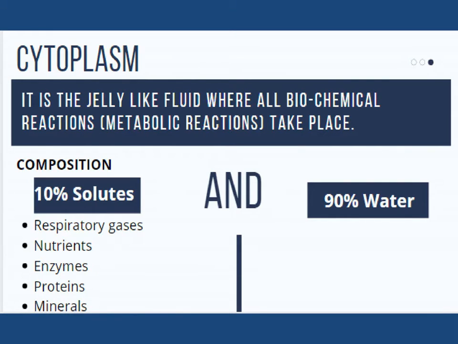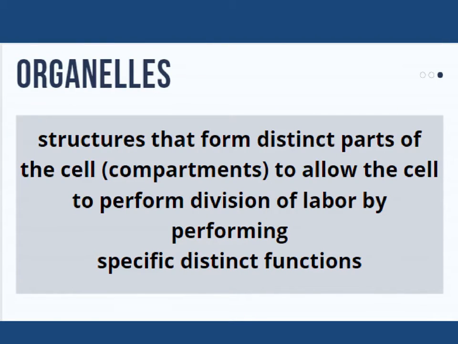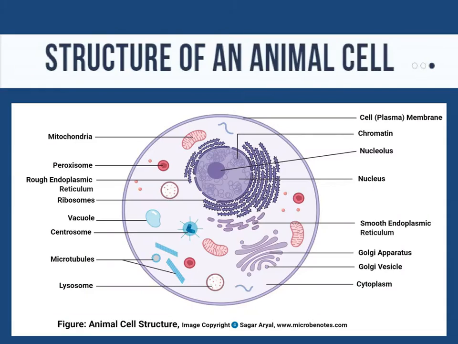proteins, minerals, etc. Organelles are structures that form distinct parts of the cell, compartments, to allow the cell to perform division of labor by performing specific distinct functions. So let's have a look at the structure of an animal cell.